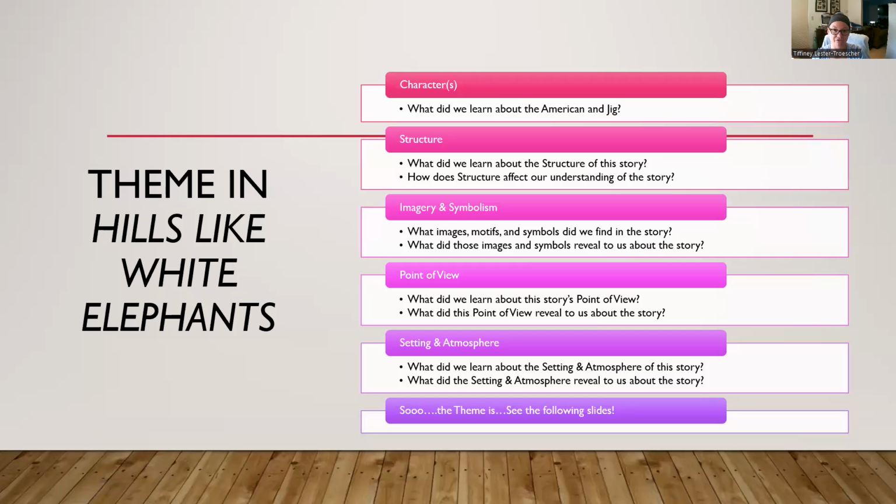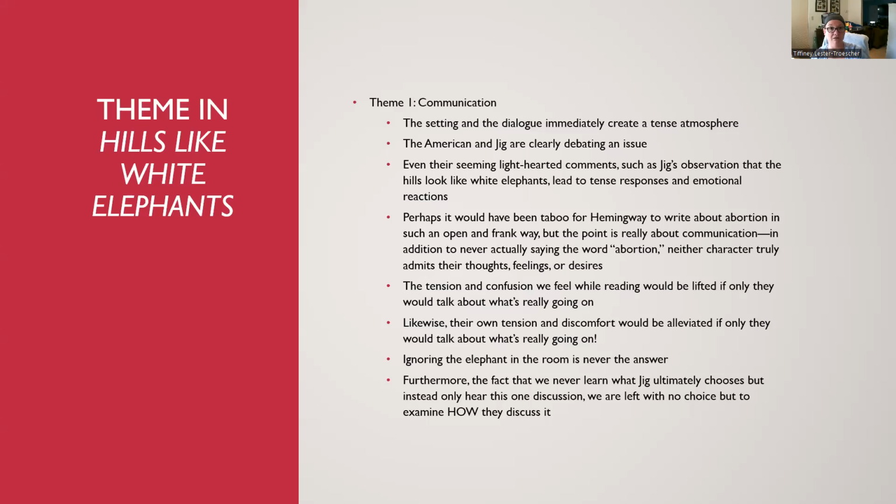So, how does all of that work to reveal our themes? Well, again, we have to think about what we've learned about the characters, what we've learned about the structure, the imagery and symbolism, the point of view, the setting and the atmosphere, how it all works together. Theme one, communication, right? This goes back to how the setting and the dialogue immediately create a tense atmosphere. We know the American and Jig are clearly debating an issue. Even their lighthearted comments lead to tense responses and emotional reactions.